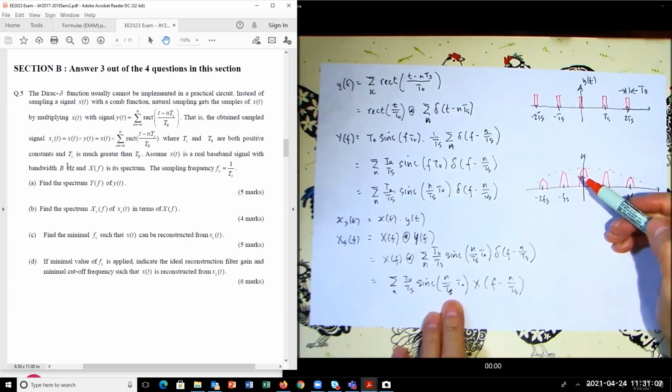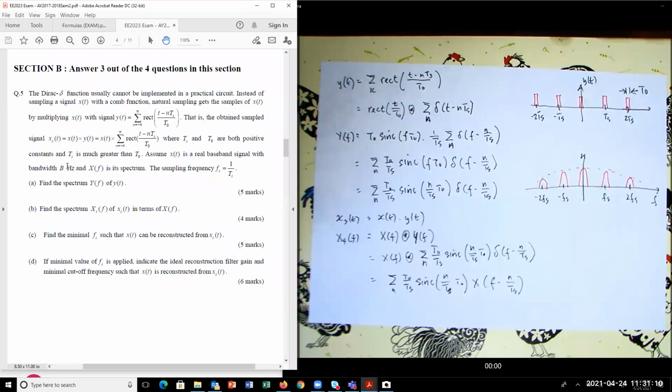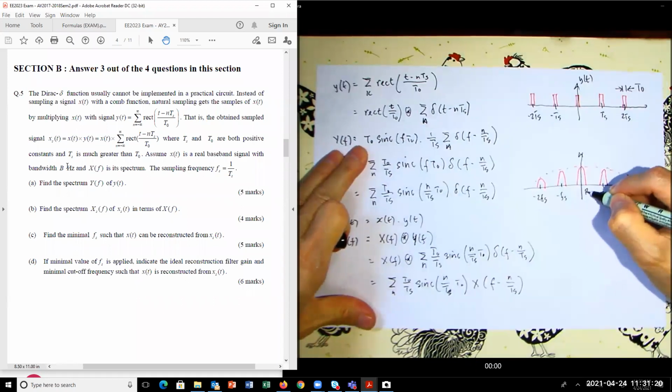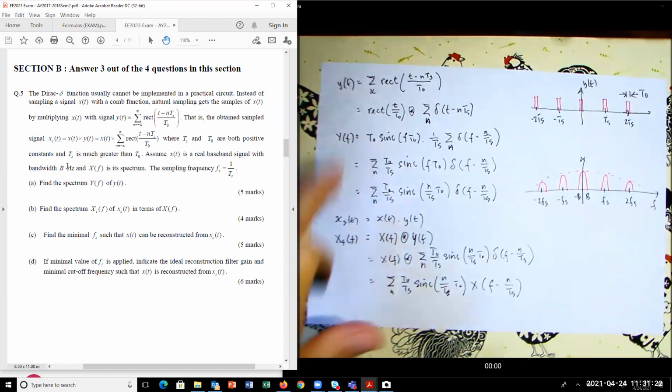So I'm drawing an Fs where it is oversampled, because the bandwidth of this signal is B. So this is B here, this is minus B. That's the bandwidth. So if you want to avoid aliasing, then Fs must be at least 2B, so that the replicas don't overlap.